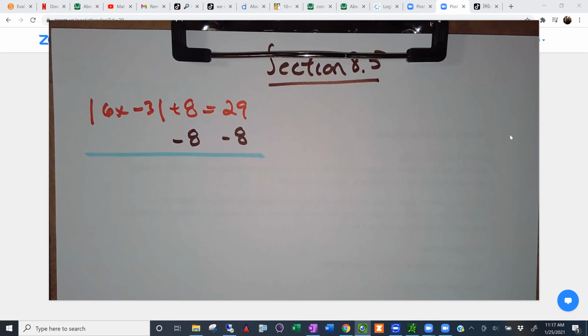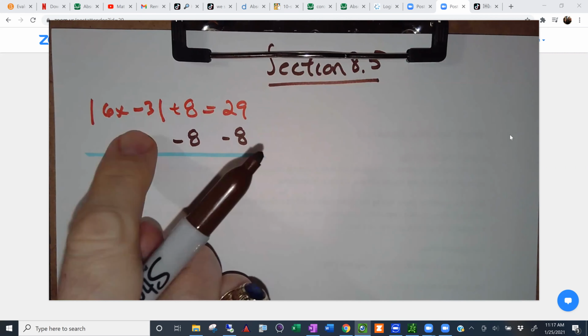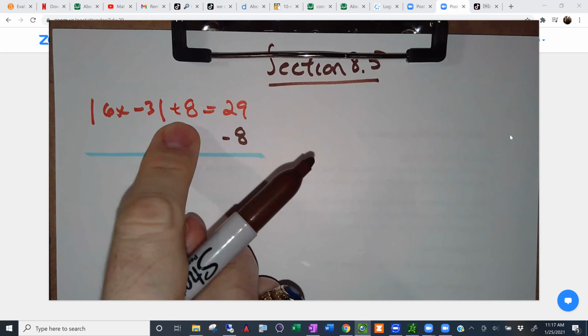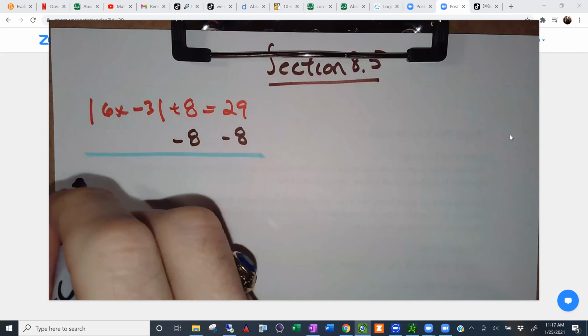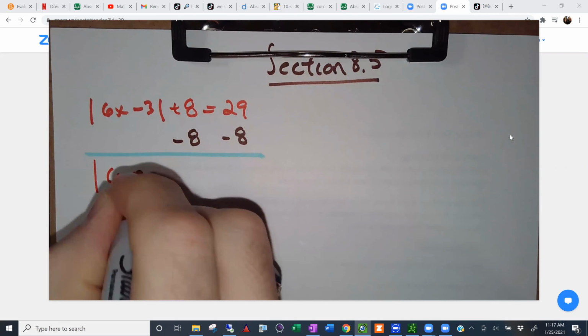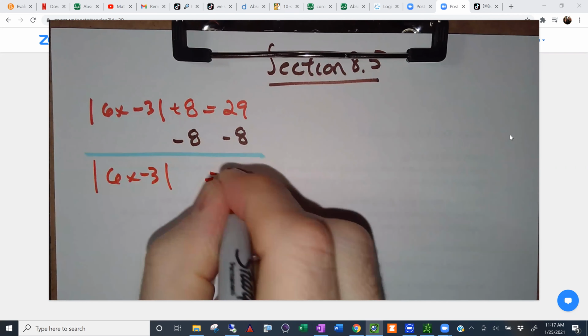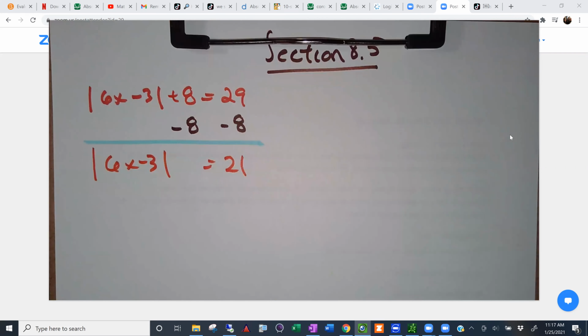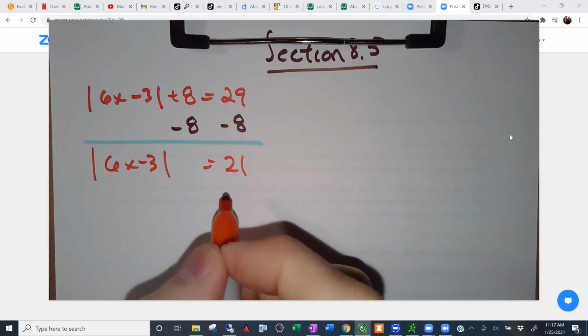So when you're solving an absolute value equation, the first thing to do is get the absolute value by itself. So I'll subtract 8 from both sides. That gives me the absolute value of 6x minus 3 equals 21. But the big thing that I tried to emphasize in my video to you on this stuff was that there's two cases when you're dealing with the absolute value.